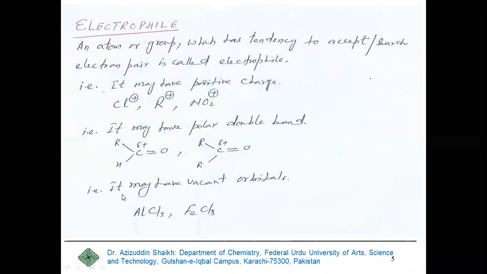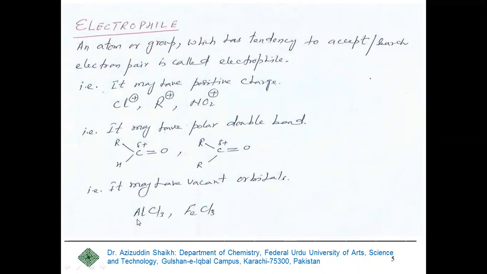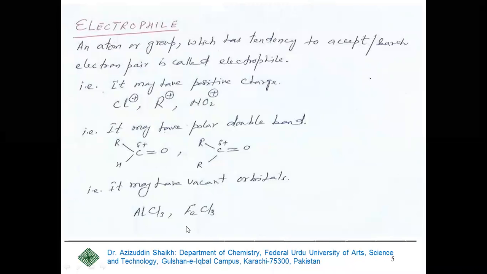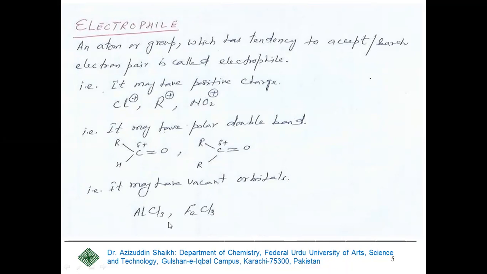The third example: it may have vacant orbitals. For example, in aluminum chloride, the aluminum has d orbitals which are vacant. And iron also has d orbitals, and the d orbitals are not filled. So they are vacant orbitals. They are electrophilic in nature.